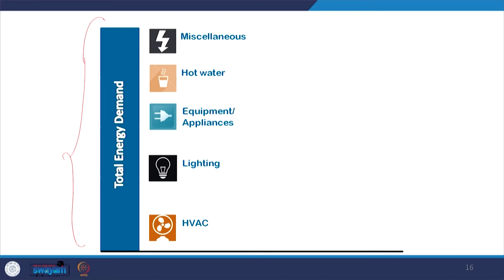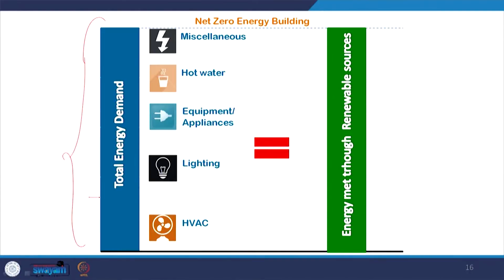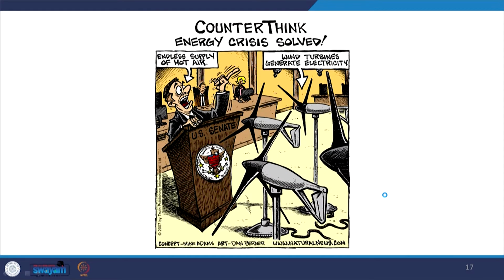For a building to be net zero, we have to produce the same amount of energy using renewable energy sources. Once this total energy demand is equal to the amount of energy generated using renewable sources, that is when the building qualifies to be called a net zero energy building. However, it does not mean that we continue to increase our demand and also continue to increase the amount of energy generated using renewables, because renewable energy is also coming at a cost.